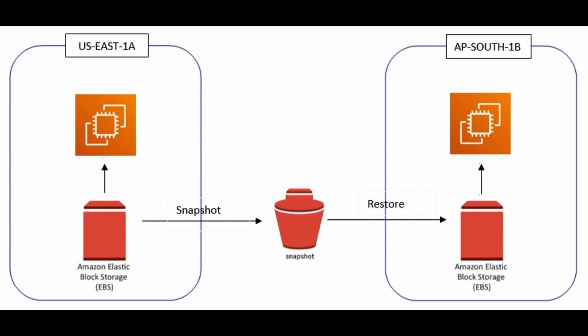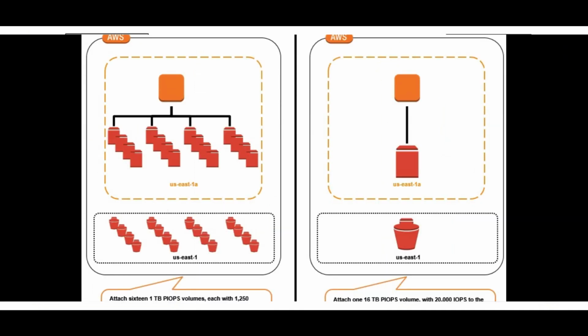To move a volume across availability zones, you first need to take a snapshot of it. Think of a snapshot as a frozen moment in time, capturing the state of your volume. Once you have the snapshot, you can easily move it to another AZ.